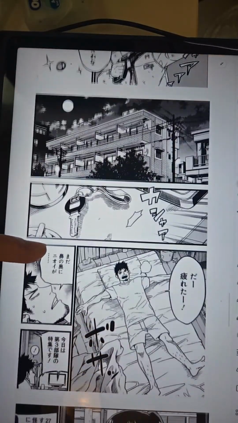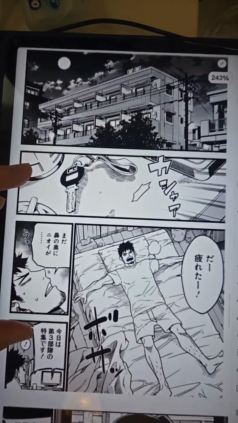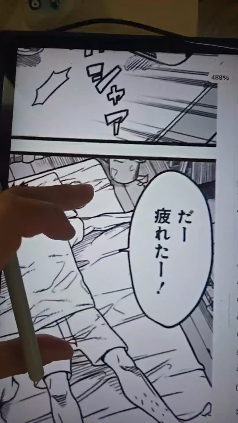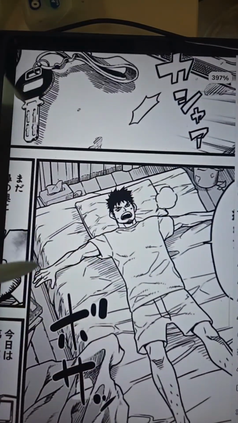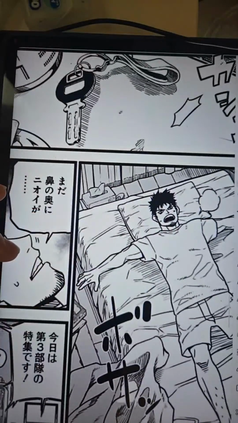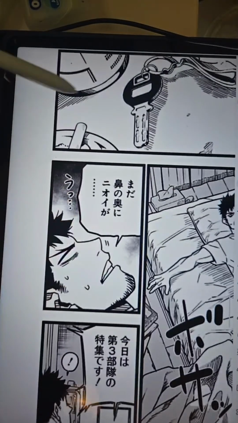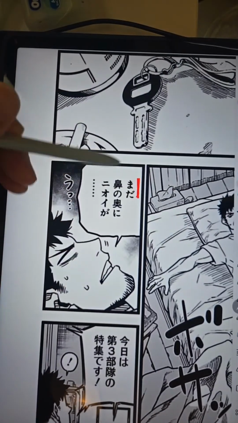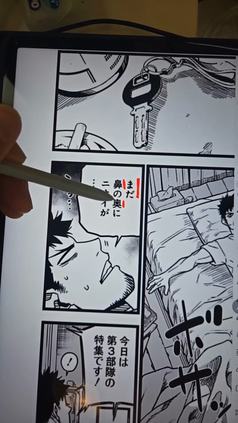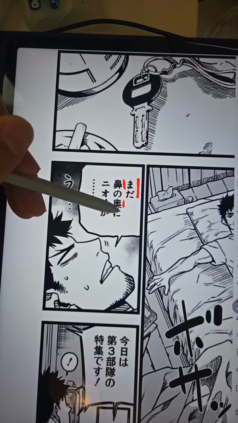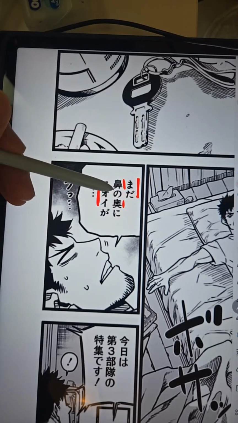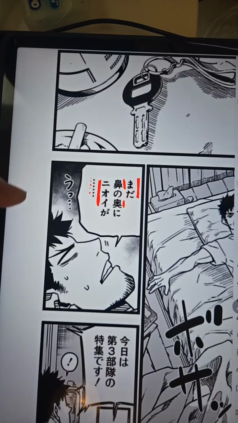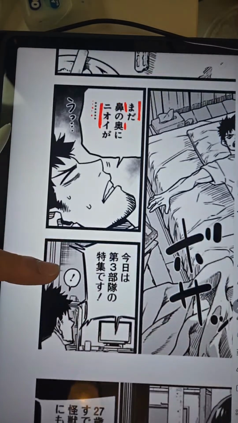All right. The work is done. 疲れた. I'm tired. ボフ. That's the sound when you just jump and land on the bed. まだ鼻の奥に匂いが. Still, 鼻, nose, の奥, in the back of, に匂い, smell. There's still a smell in the back of my nose. Ooh. I guess that was really gross.